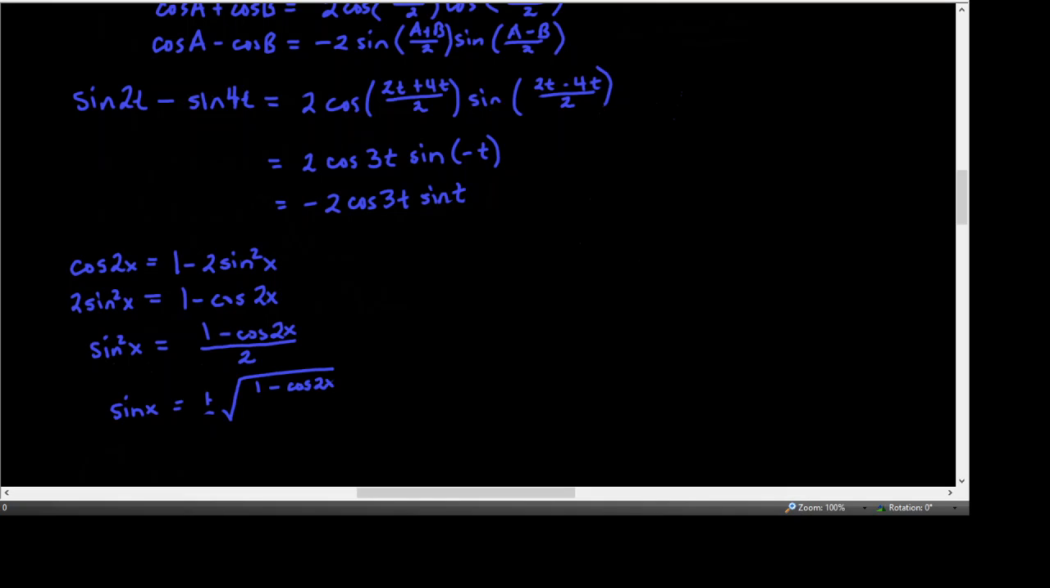Now that does not mean that you get two answers for every problem. What that plus or minus implies is that for some x's, the sine of that x will give you a positive answer, and for some x's, the sine of that x will give you a negative answer. It depends on the quadrant in which x lies. So you'll either have a positive or a negative answer depending on where x is. That's why the plus or minus is there.